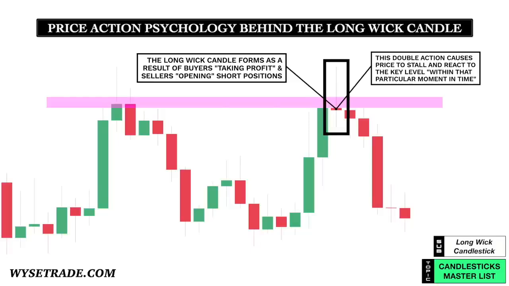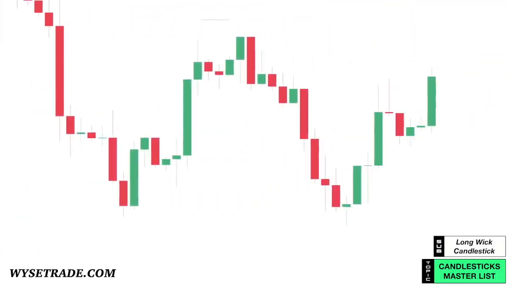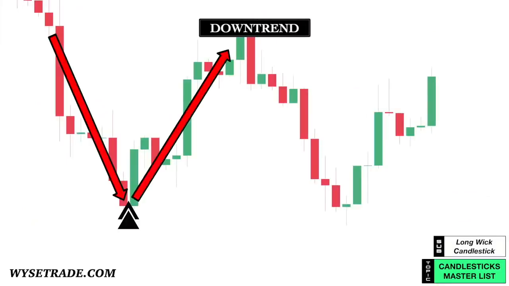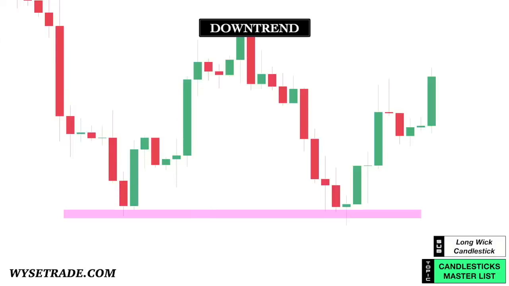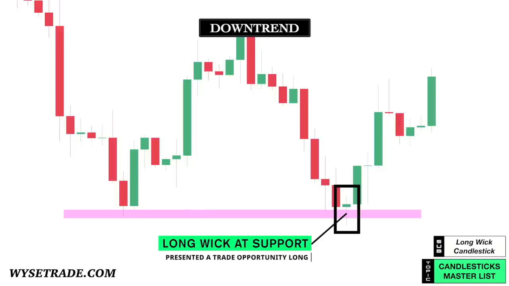Now, going in the opposite direction. Price came down, hit and reversed, giving you a key level of support. As price came back down, you had a perfect long wick candle form right at the key level of support, which presented a trade opportunity long.